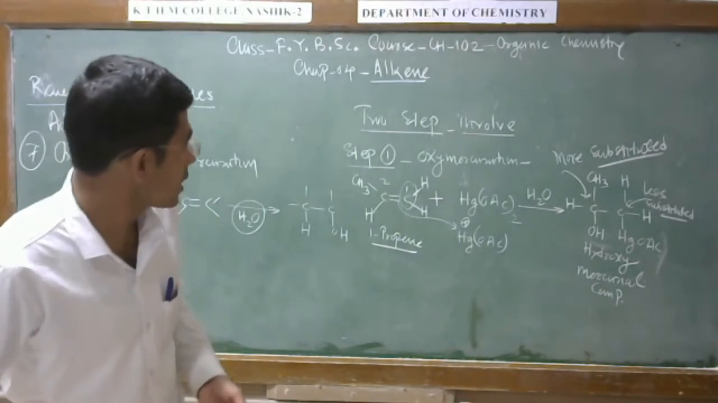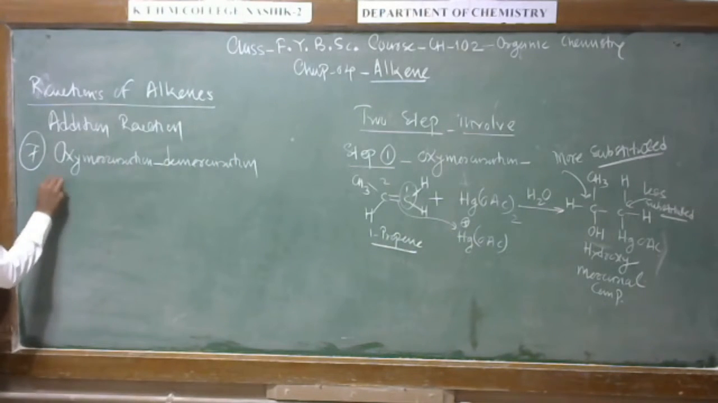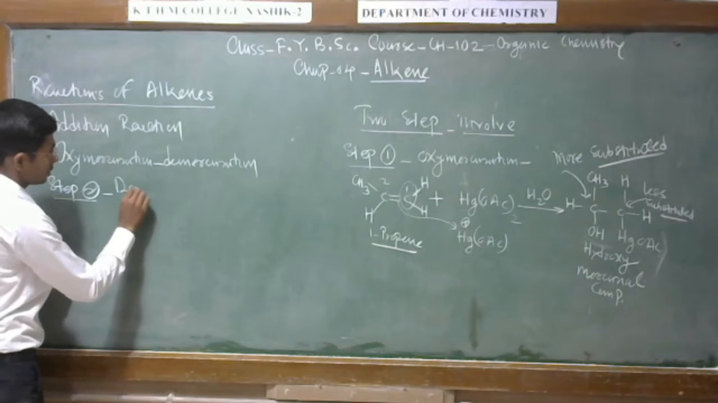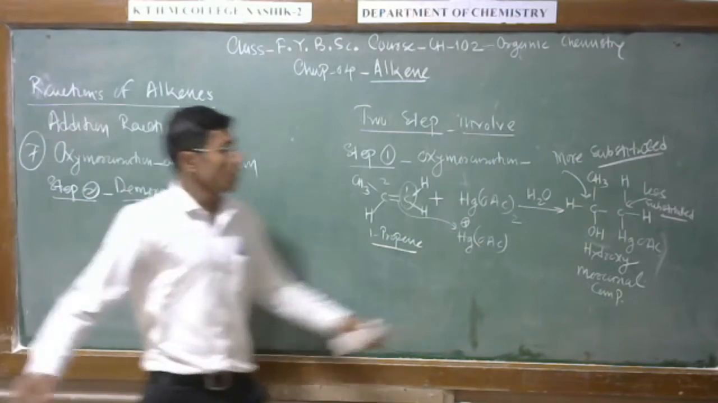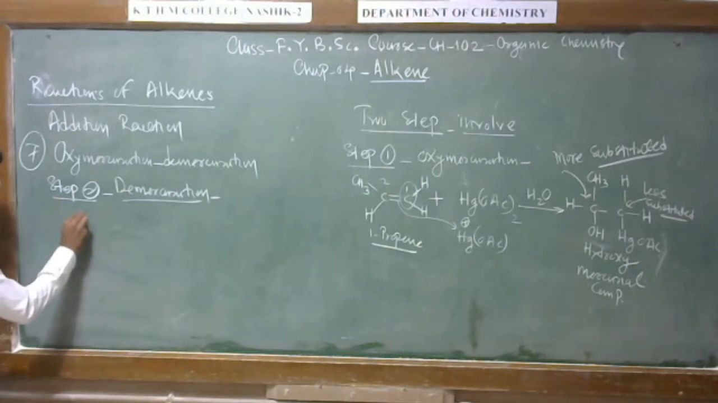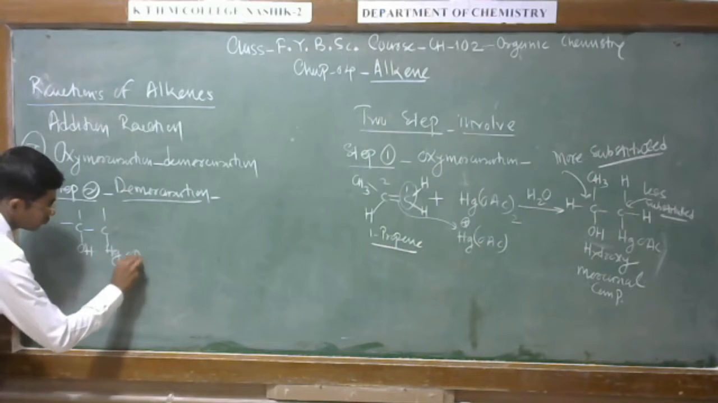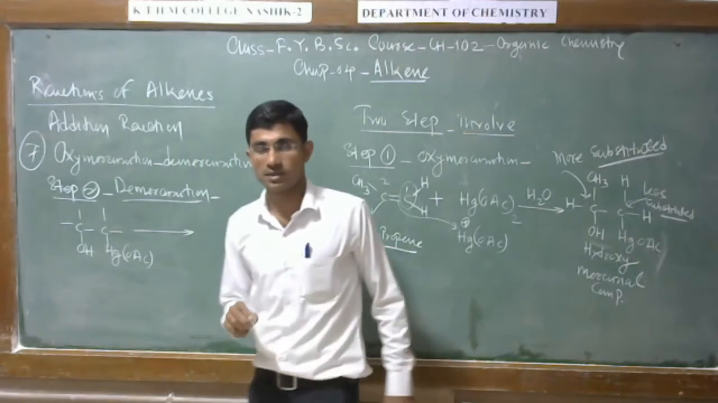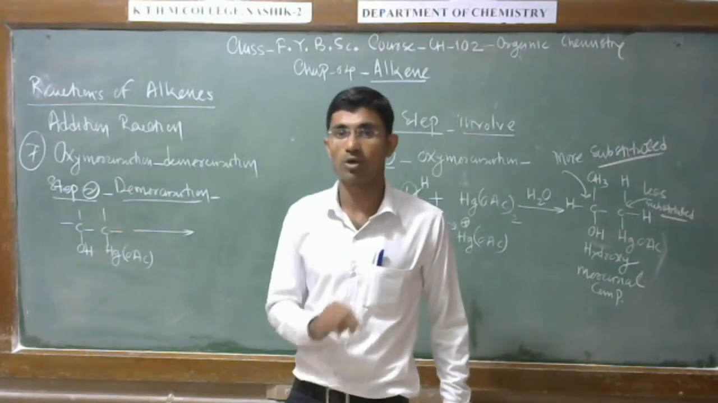Second step, this hydroxymercurial compound undergoes the demercuration reaction. So in the demercuration reaction, the hydroxymercurial compound undergoes reduction by sodium borohydride.